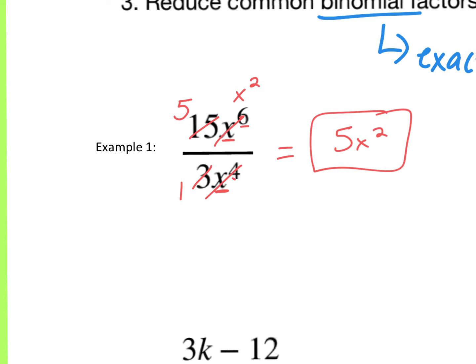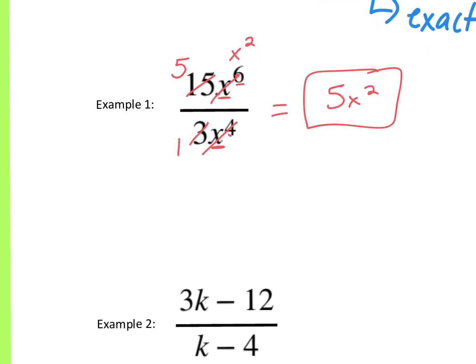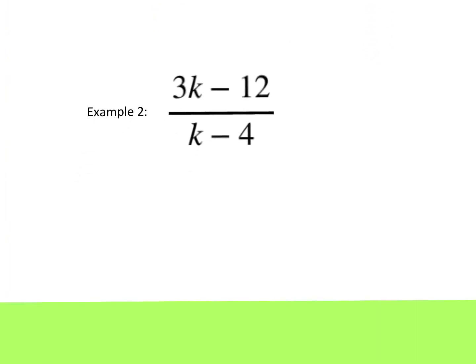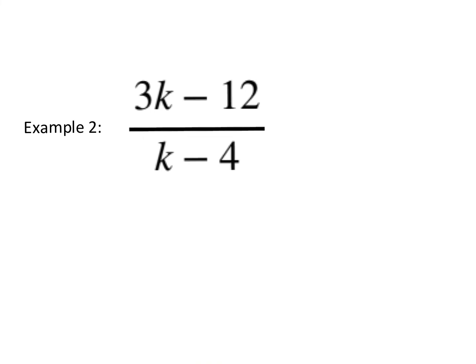Questions on that? Okay. And then we go to example 2. All right. Example 2, what do we have on top? A monomial or a binomial? A binomial. And what about on bottom? A binomial, okay. We look, can either one of them be factored?